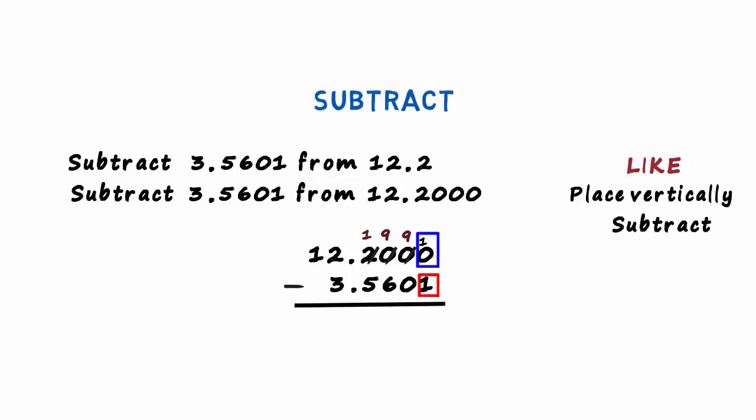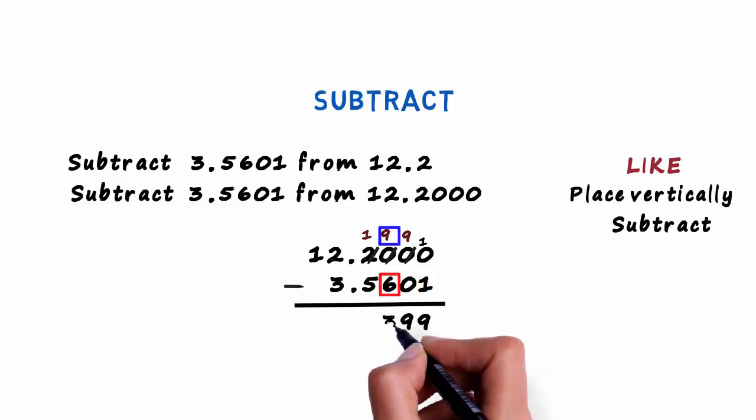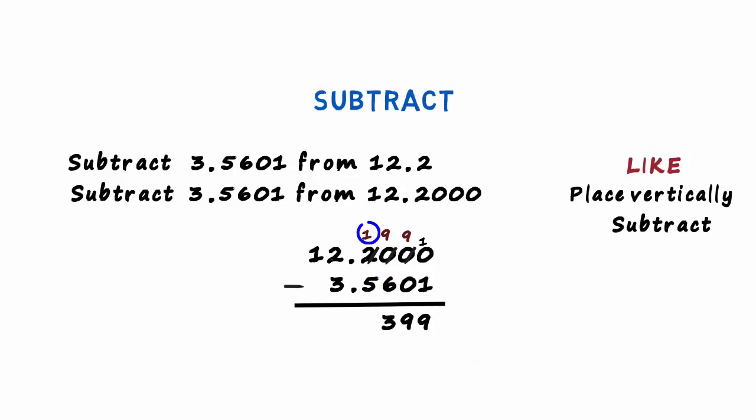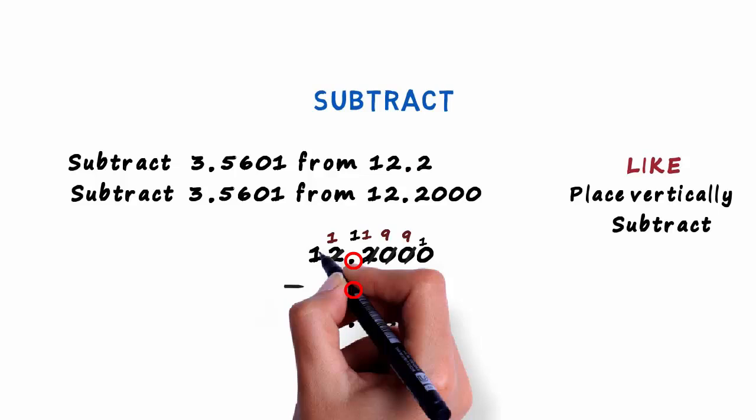10 minus 1 is 9. 9 minus a 0 is 9. 9 minus 6 is 3. Again, as 1 is less than 5, we need to borrow from the ones place. We make this 1 and this becomes 11. 11 minus 5 is 6. We put a decimal point right under the decimal points.